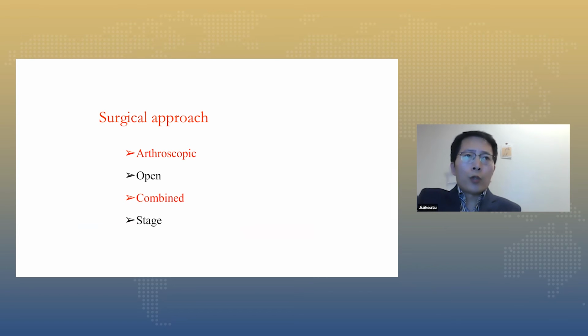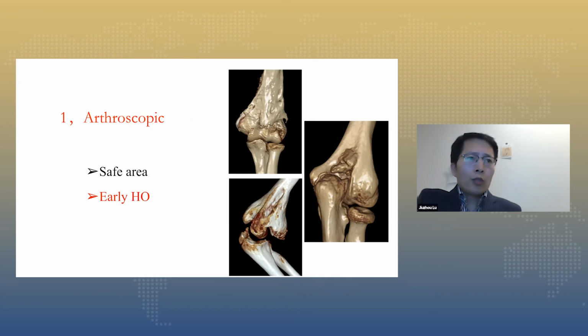According to the real situation, the surgical approach can be all arthroscopic, or combined with open incision, or even staged surgery, which is described by Shaw and Driscoll. Arthroscopic removal of HO is relatively easy when the HO is located in a safe area or in early stage. I think Dr. Sava has well described the very good results by removing the HO early.